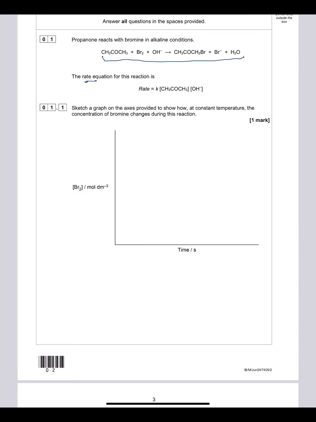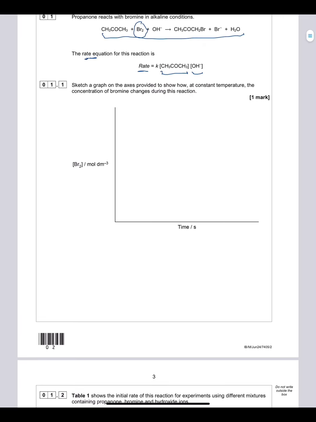And they give you the rate equation for the reaction. We notice from the rate that it's first order in terms of the ketone, and also first order in terms of the hydroxide. However, it's zero order in terms of the bromine.